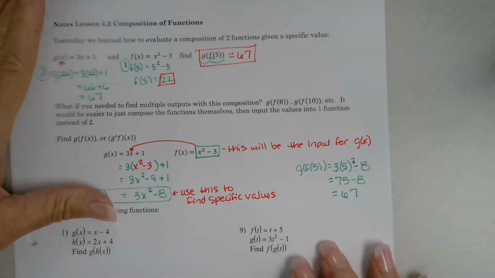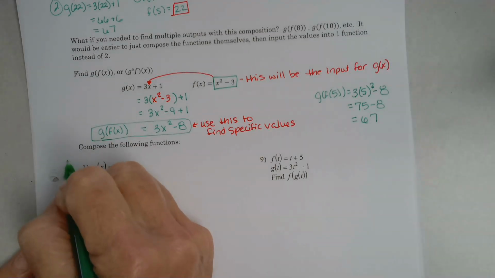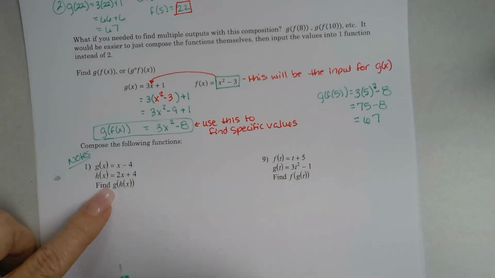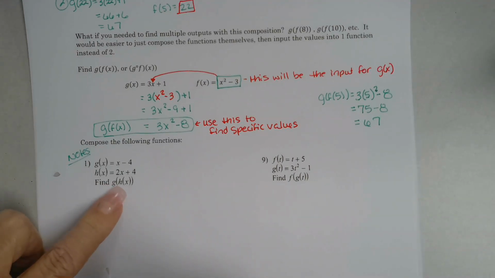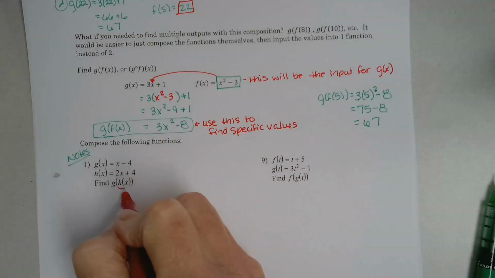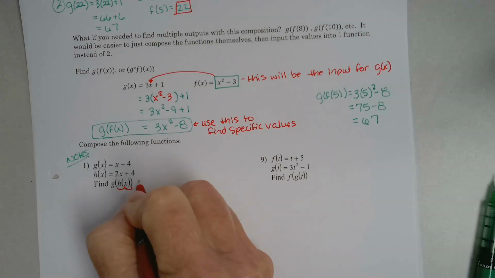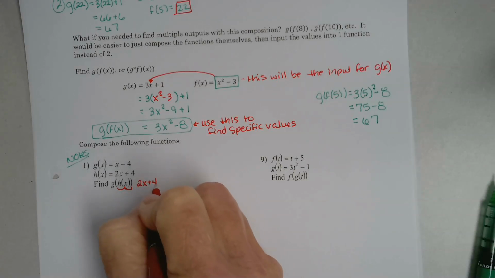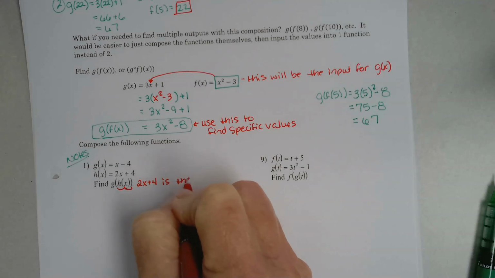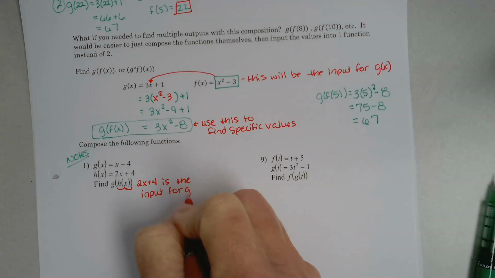All right, so let's practice this. Let's look here at number 1, and this is on your notes. All right, what we're doing is we're composing g of h of x. Now, remember, you start with the inside. H of x is going to be our input, so we're taking 2x plus 4, and it is the input for g of x.